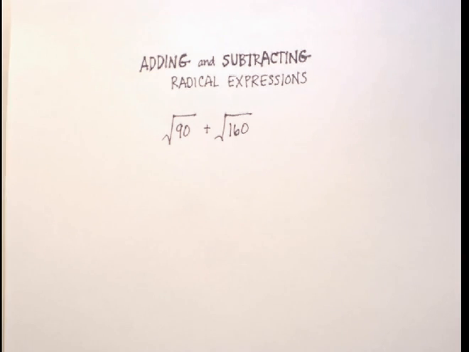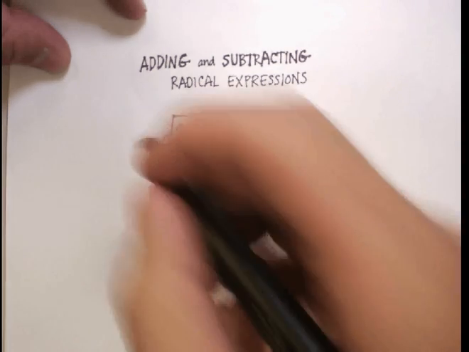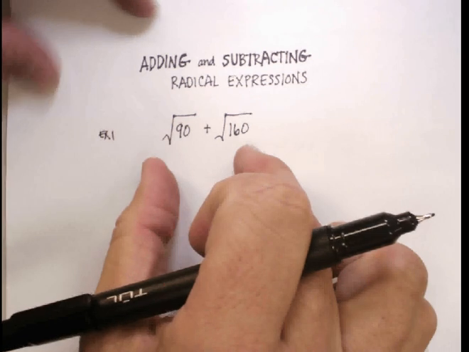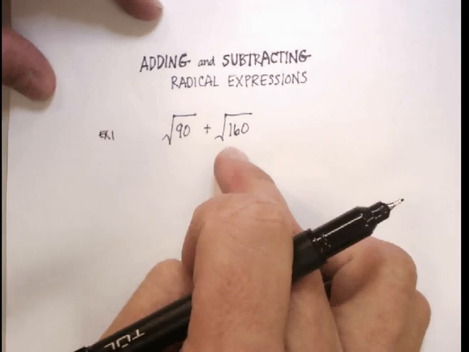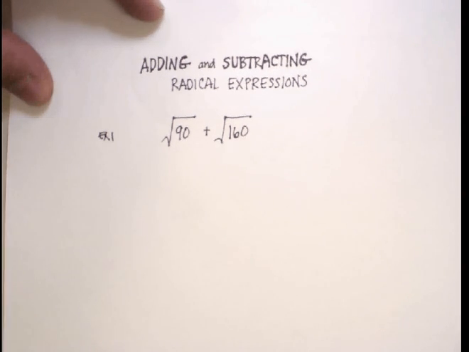Okay, in this video I'm going to demonstrate some addition and some subtraction of radical expressions. So let's start with this first one, example 1. What you see here are basically two different radicals, the square root of 90 plus the square root of 160. And just like I say in class quite a bit, difficult problems are simple problems stacked together.